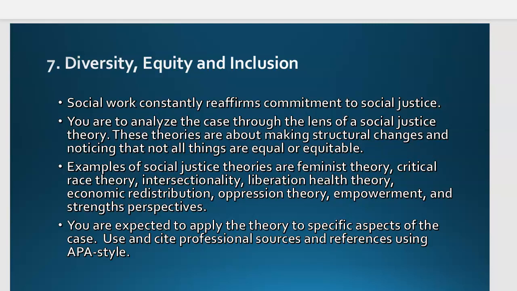So examples of social justice theories that were reviewed in the diversity course, in human diversity, or in human behavior, or in any of the other advanced courses you took. Some of these examples are feminist theory, critical race theory, intersectionality, liberation health theory, economic redistribution, oppression theory, empowerment, and strengths perspective. So you're expected to apply the theory to specific aspects of the case.